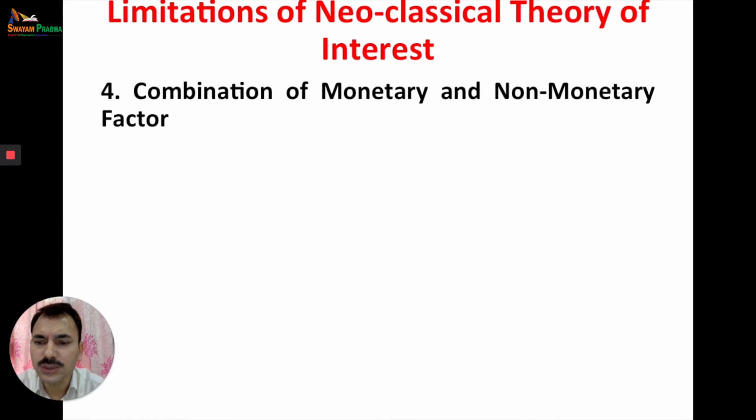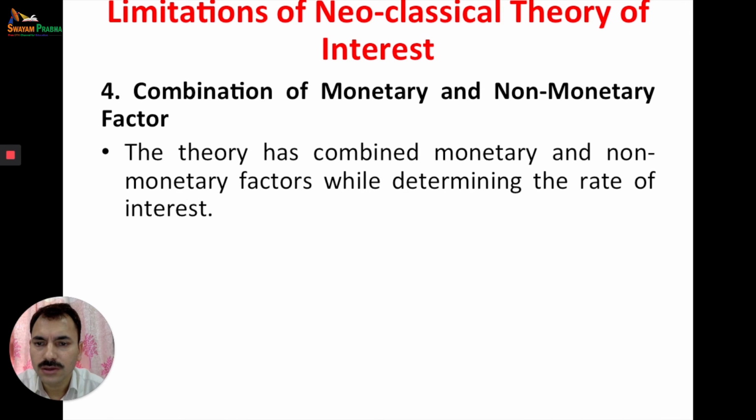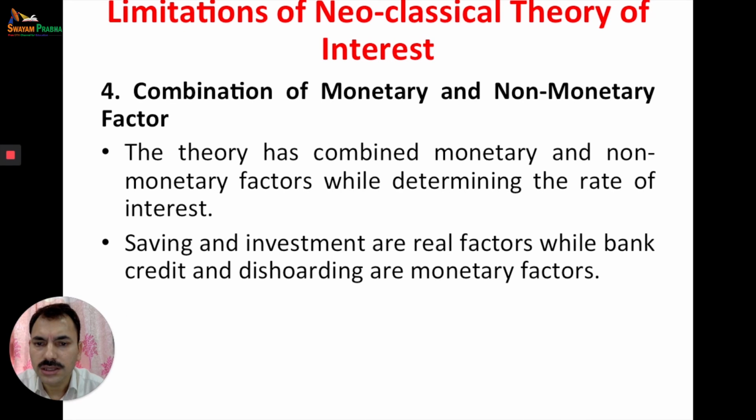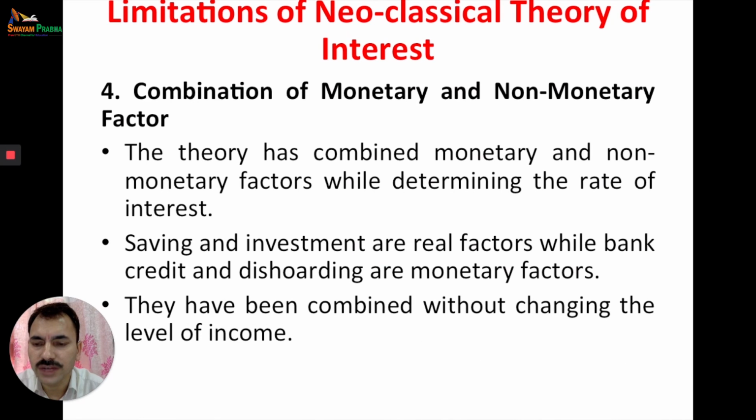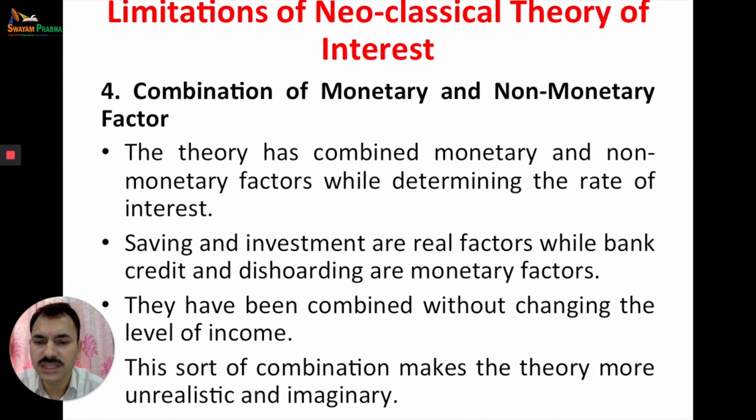Fourth, this theory has combined both monetary and non-monetary factors. For example, the theory has combined saving and investment, which are non-monetary factors, whereas bank credit and dishoarding are monetary factors. They have been combined without changing the level of income, which is wrong. This combination makes the theory more unrealistic and imaginary.